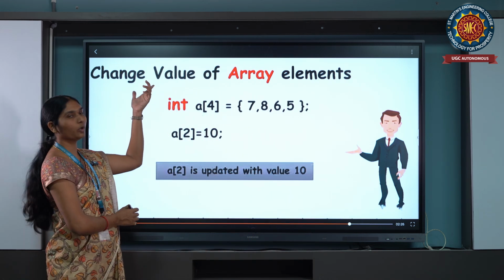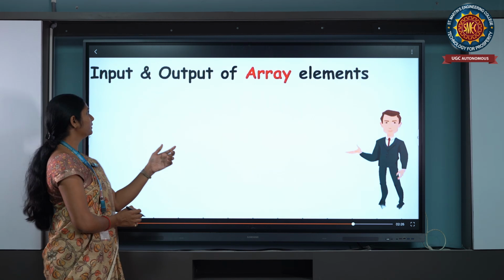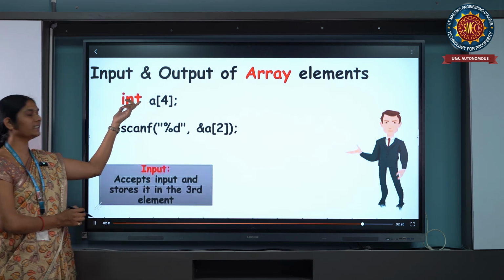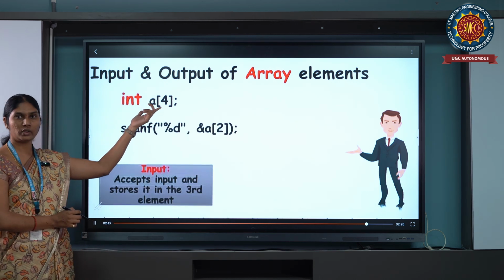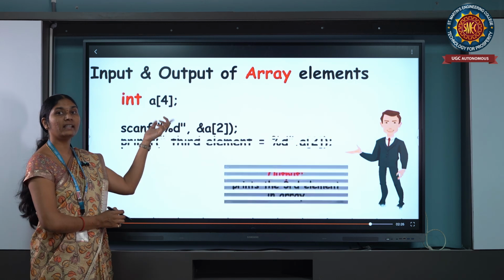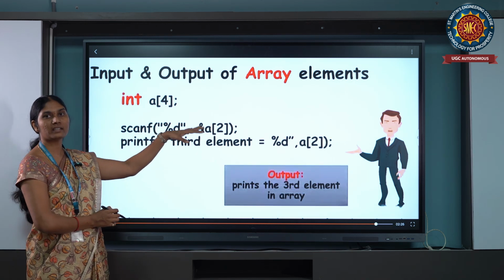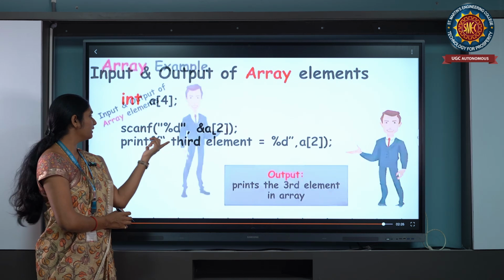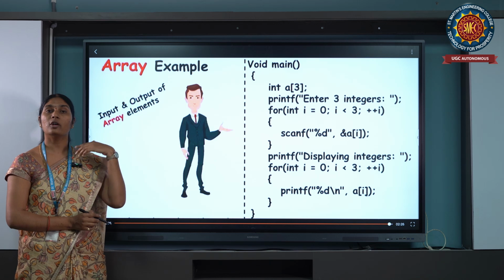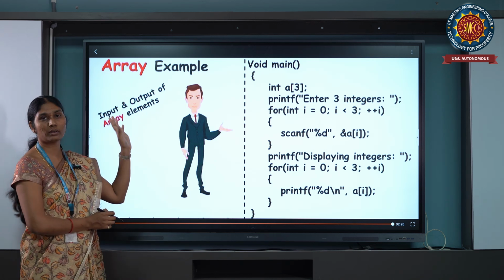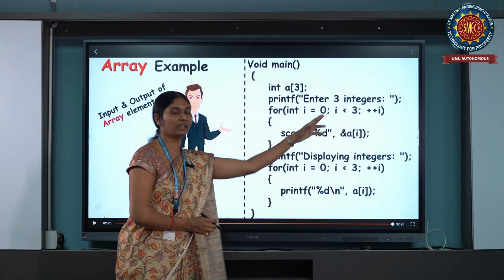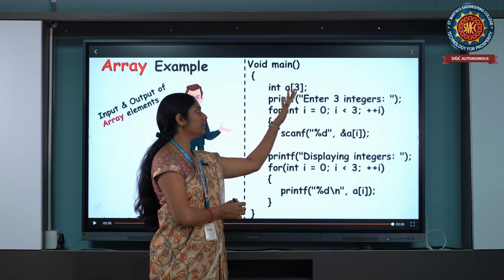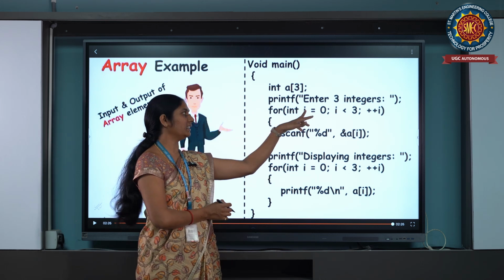Now here, suppose I want to change the array elements, or we can take one example. I am declaring one array, integer a of 4, and I want to read the array element a of 2. First we can read the a of 2 value, then we print the third value, because in arrays the index value starts from 0 to n minus 1. Now here I am taking one example, integer a of 3, the size will be 3, and I want to read 3 integer values.